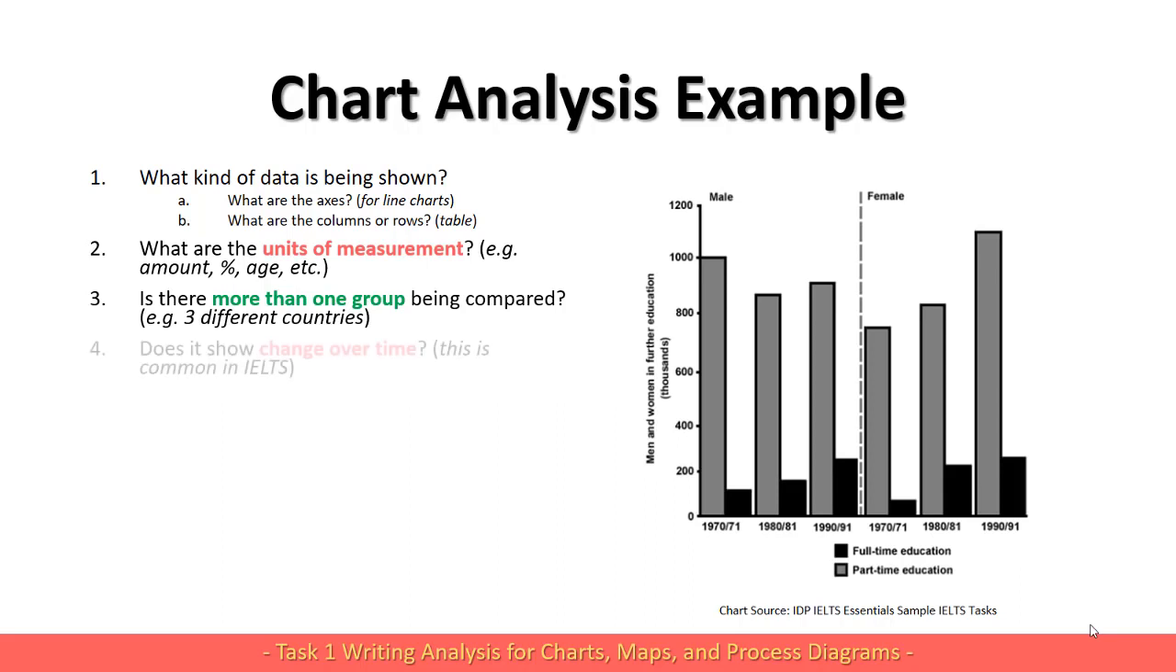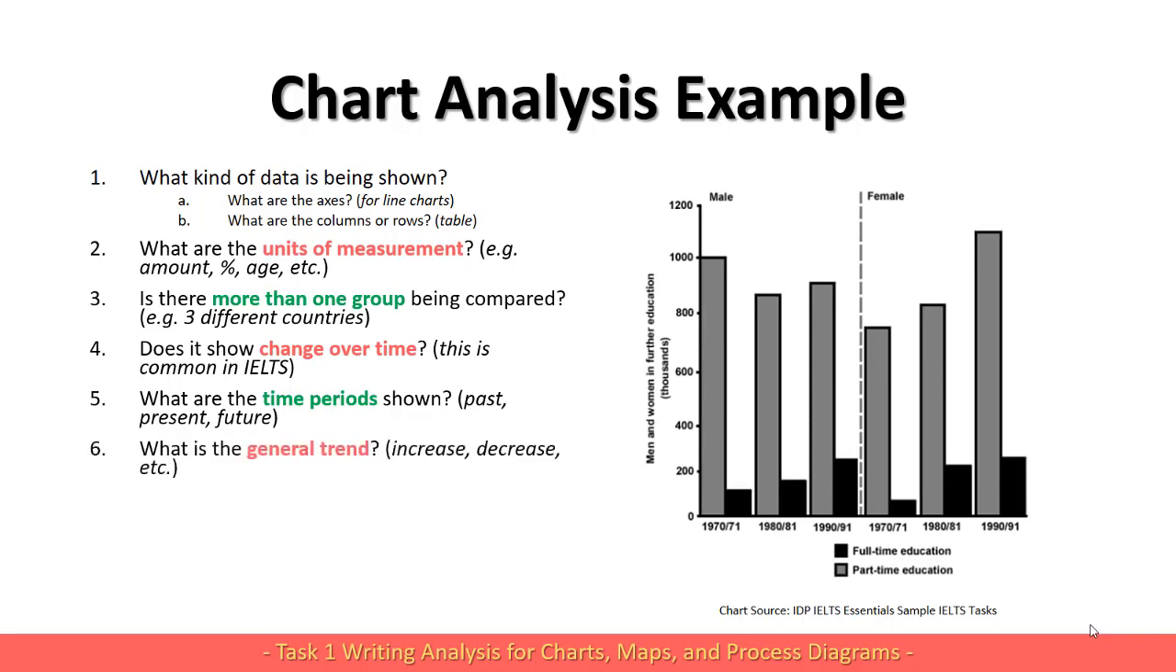Very interesting. Does it show change over time? Well, absolutely. The x-axis shows years. 1970 school year, 1980 school year, and 1990 school year. So there's definitely change over time. What are the time periods shown? Do we have anything in the present or future? I don't think so. It's 1970, 1980, 1990. This is all in the past.